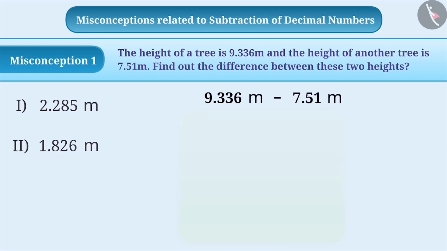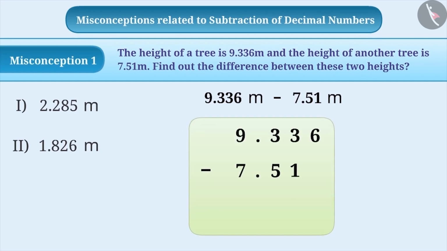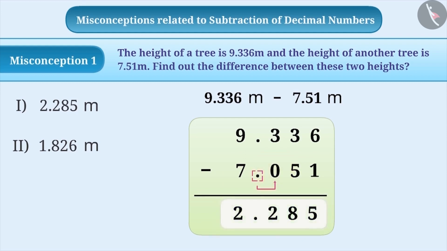9.336 is written first. The other decimal number is written right below it. But while writing this, students make a common mistake. To make the number of digits equal, they write 7.51 as 7.051. In brief, they write 0 right next to the decimal point. With this misunderstanding, the students get the result as 2.285 meters. Therefore, option 1 is incorrect.